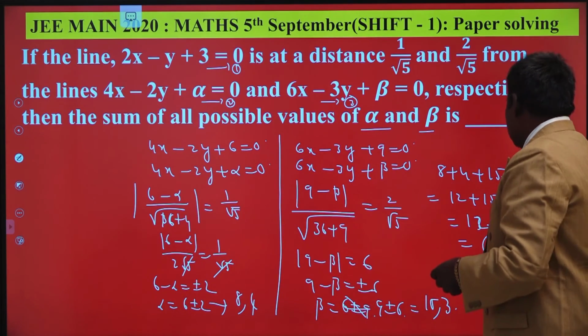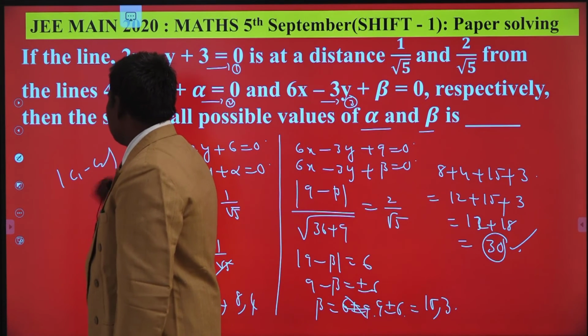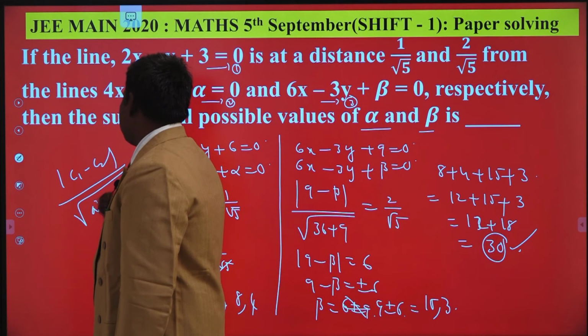Understand? So what is the parallel distance between the two lines? Modulus of C1 minus C2 by root of A square plus B square.